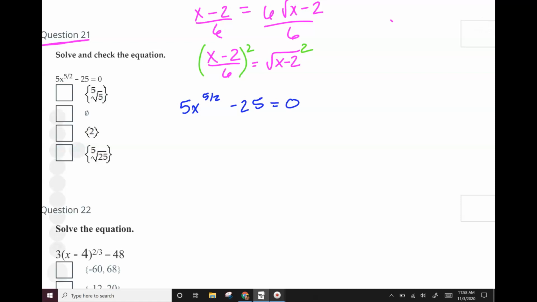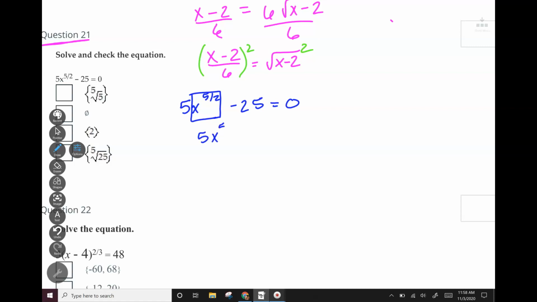So first, isolate the part that has the exponent, and that's just the x, right? That does not apply to the 5. So add the 25 to the other side, and divide by 5. And now we need to raise both sides to the reciprocal. So x equals, and my denominator there is odd, so we don't need the plus or minus.